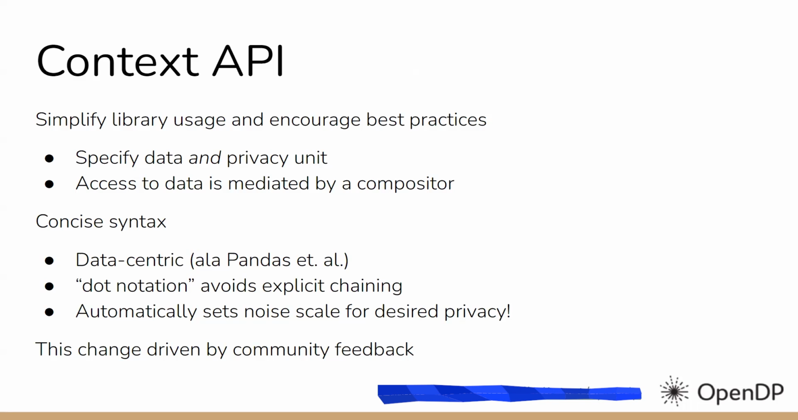Access to the data is always mediated by a compositor. So the recommendation made in the docs is you might load your data up and put it into the context API and then delete your data, because the context API is handling all that. And it has a much more concise syntax. It's more data-centric, kind of like pandas. There's a dot notation instead of chaining or the piping in R, and it automatically calibrates the noise scale for a desired privacy level. So no more binary searching.